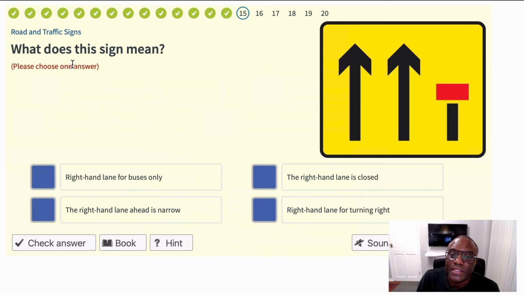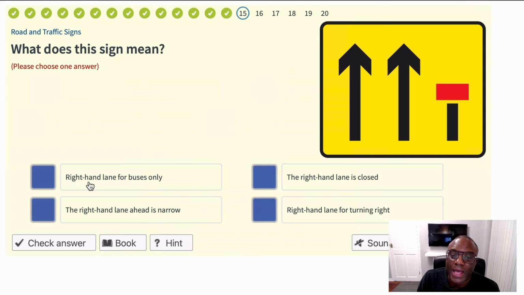Fifteen, what does this sign mean? Right, on this one, you've got three lanes, breaking it down in smaller chunks. You've got three lanes, left lane, middle lane, right-hand lane. Because you've got a red box on top, it means that lane is closed off. So we're looking for something along the lines of the right-hand lane's closed.